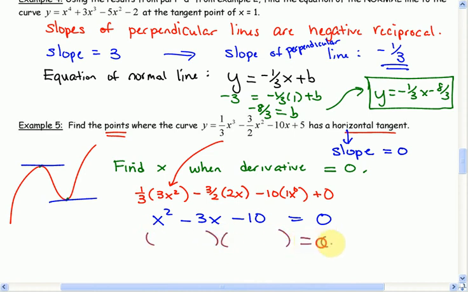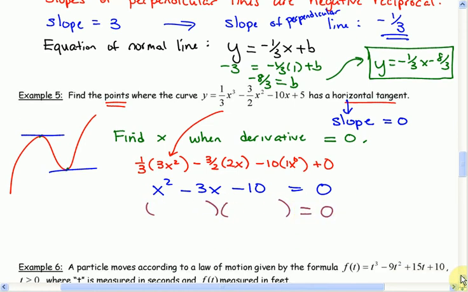Factor. Find two numbers that multiply to negative 10 and add to negative 3. 5 and 2? Which one's positive? Which one's negative? Negative 5, positive 2. Sweet. So you do this, you get x minus 5 equals 0, x equals 5. Over here you get x plus 2 equals 0, so x equals negative 2.